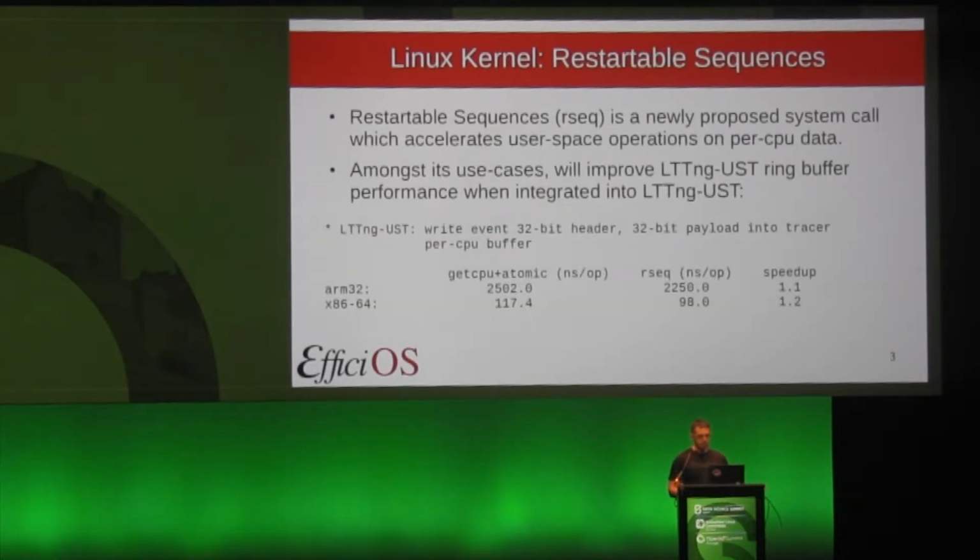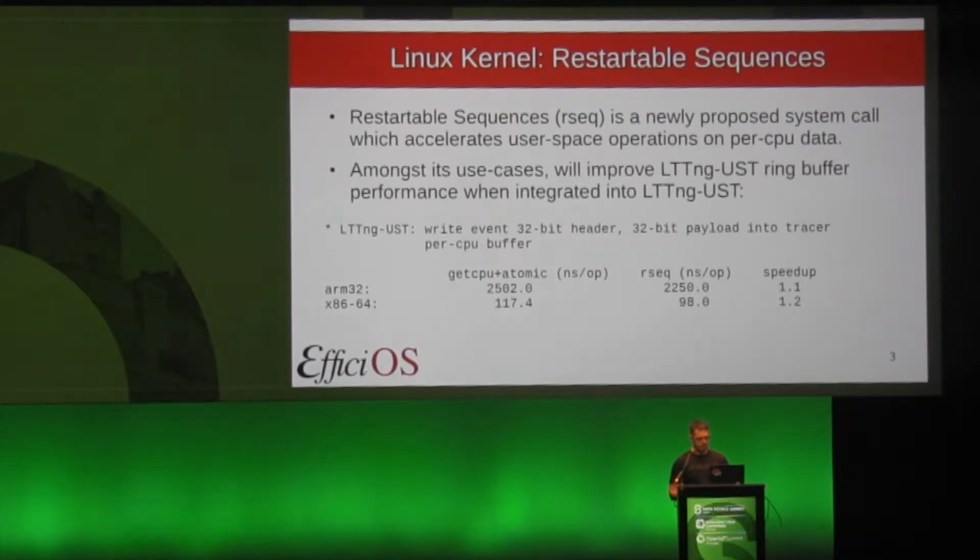The other contribution that was merged early this summer is the Restartable Sequences system call. I did a talk on Monday at the Open Source Summit about this. It's a new system call that accelerates user space operations on per-CPU data. Among the many use cases it covers, the one we care about here is to speed up the LTTng UST ring buffer.